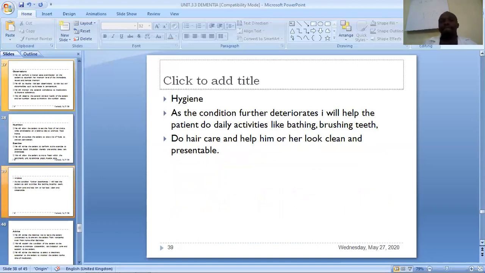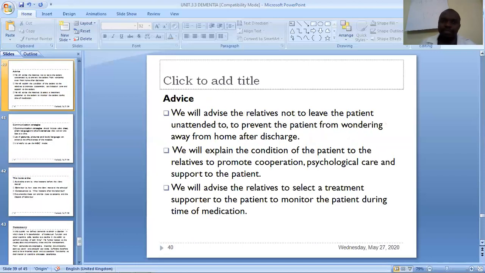How about hygiene? If the condition worsens or deteriorates, I will help the patient to do daily activities like bathing them to remove dead bacterial tissues. I will help them brush their teeth or do oral care to prevent halitosis. You can help them do hair care to prevent pediculosis, and also help them to look presentable and clean at all times. That promotes good hygiene.